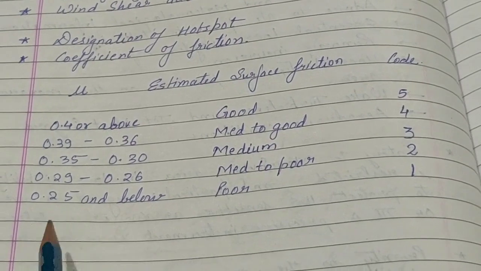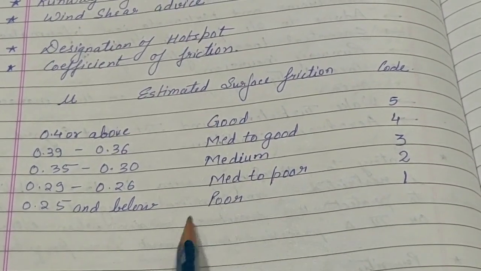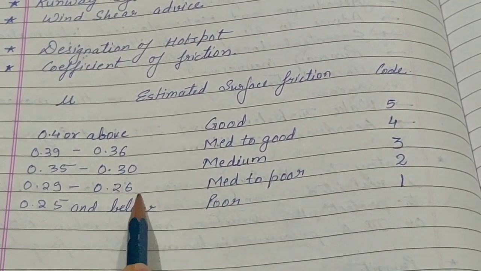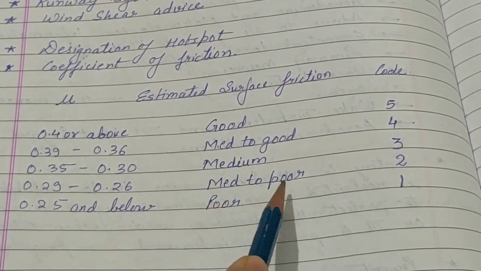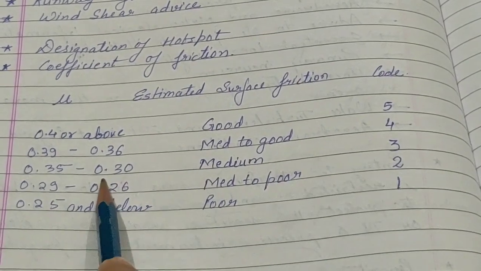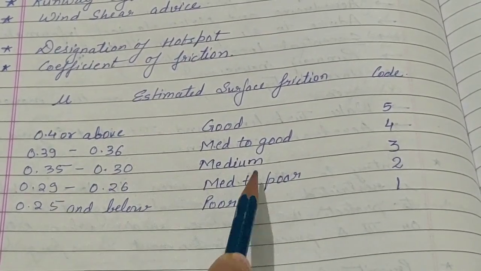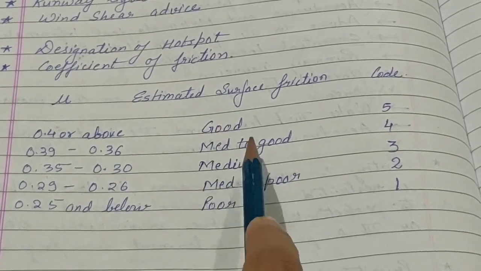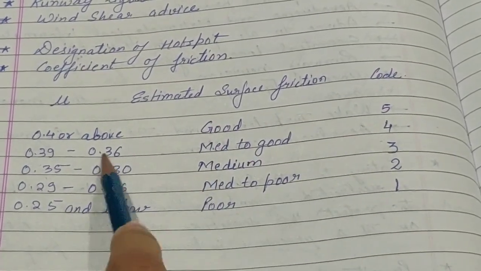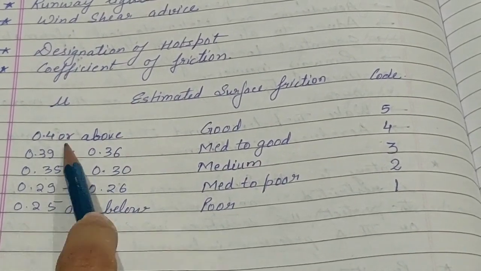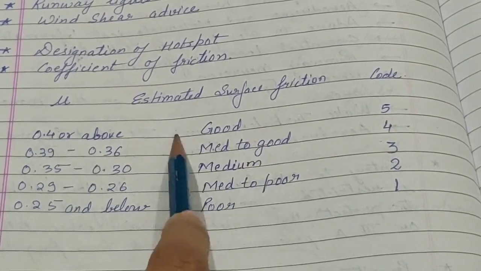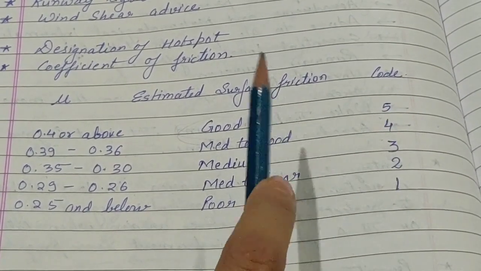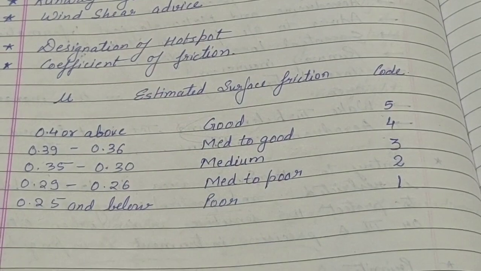Okay, so for 0.25 or below, it is said to be poor and its code is 1. From 0.26 to 0.29, it is medium to poor and the code is 2. 0.30 to 0.35, medium, 3. 0.36 to 0.39, it is medium to good and it is 4. Okay, this is done. 0.4 or above, it is said to be a good surface friction and the code is 5. So better friction is obviously preferred.